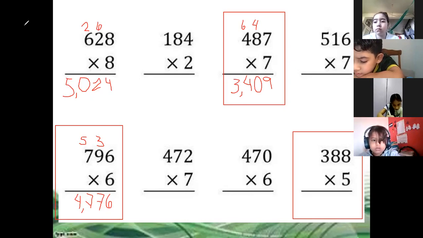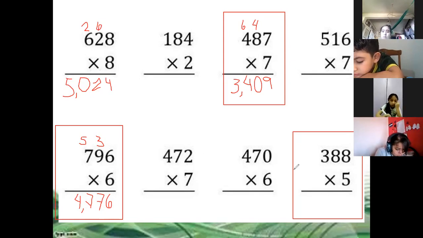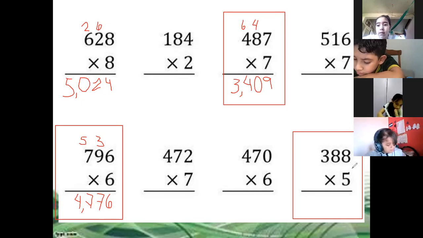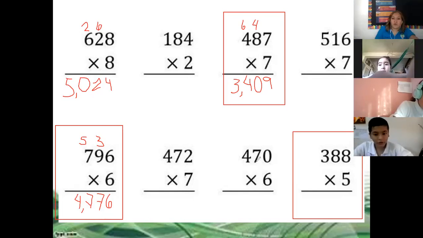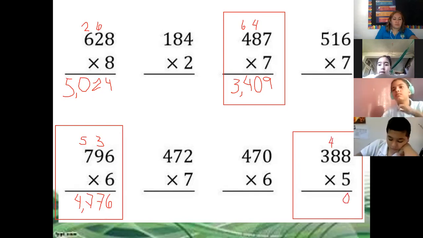Hazel, this one that is inside the box, 388 times 5. Remember that you have to copy the exercises. I am solving with the student, not all of them. 388 times 5, Hazel. Open your microphone, please. 5 times 8. 40. Write the 0 and regroup 4. 5 times 8, 40. 40 plus 4, 44.